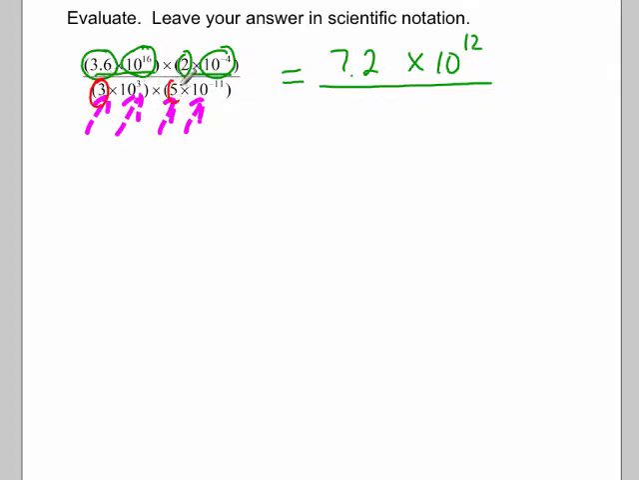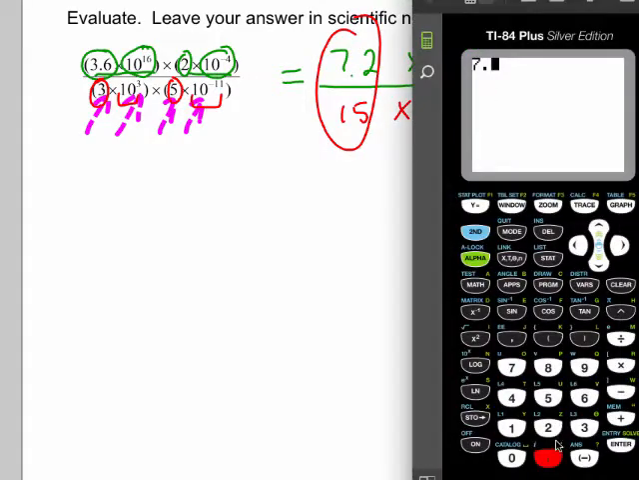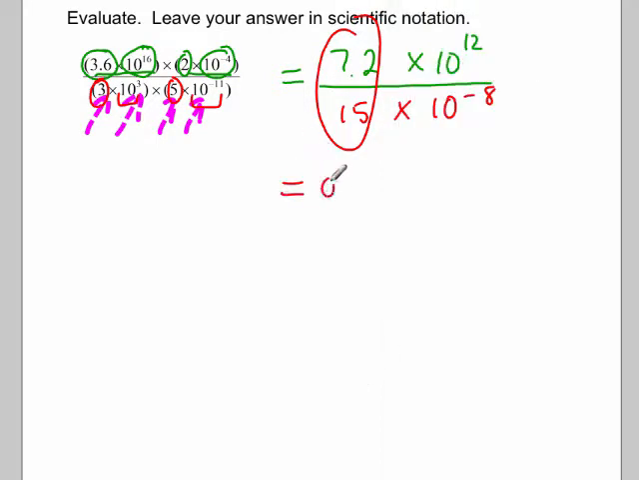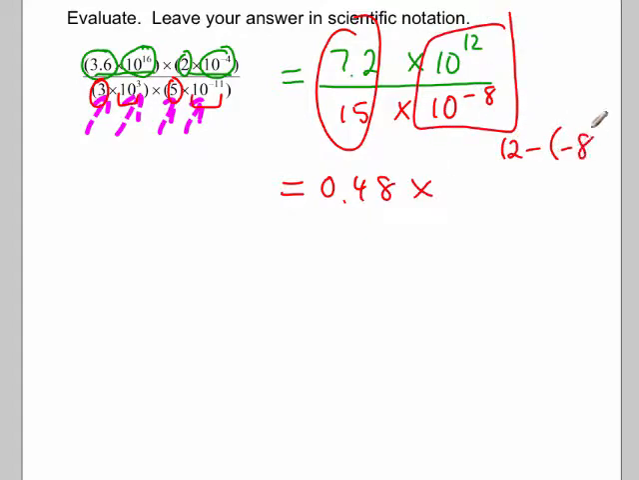So 3 times 5, and multiply the powers of 10, I would add the exponents. Alright, so to proceed from here, we're going to divide 7.2 by 15. 7.2 divided by 15 would be 0.48. And dividing powers of 10, 12 subtract negative 8 would be 10 to the 20th.